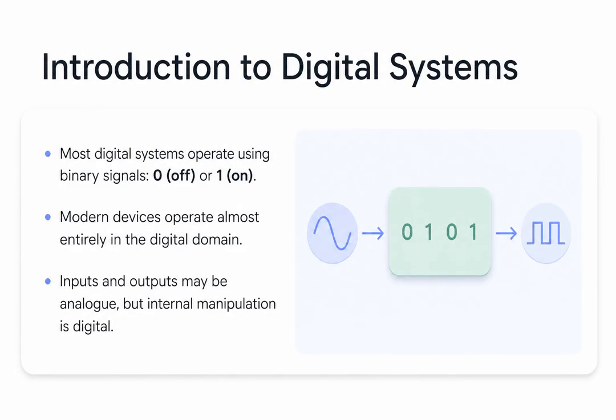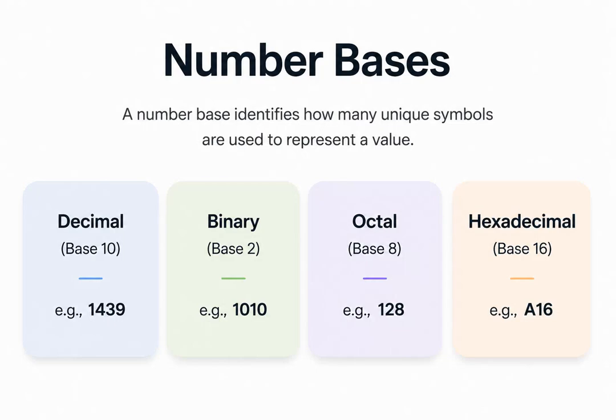To start, let's look at how digital systems operate. At their core, most digital systems rely on just two possible signals, 0 meaning off and 1 meaning on. We call this binary. While the real world is analog, the devices we use process information internally in the digital domain. A number base simply tells us how many unique symbols are used to represent a value.